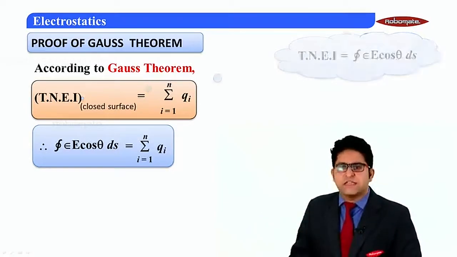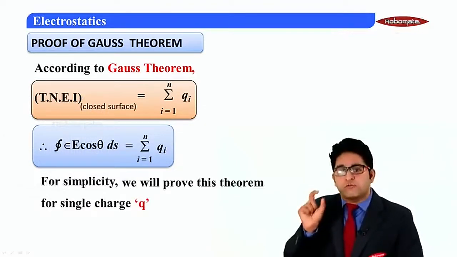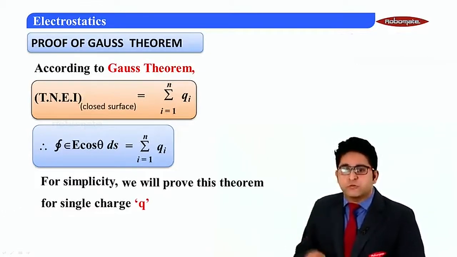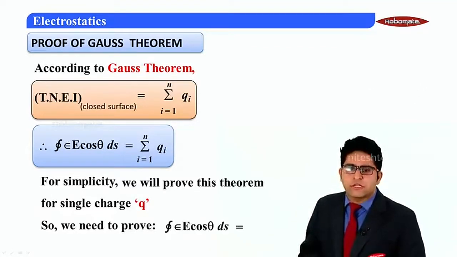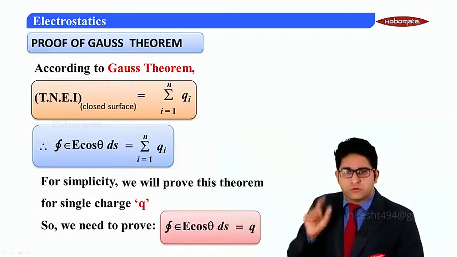So for simplicity, we'll prove it for only one charge, or rather we'll enclose only one charge, that is charge plus q, right? So in this particular case, we need to prove that the integration over a closed surface of epsilon E cos theta dS is equal to q, where q is the only enclosed charge.